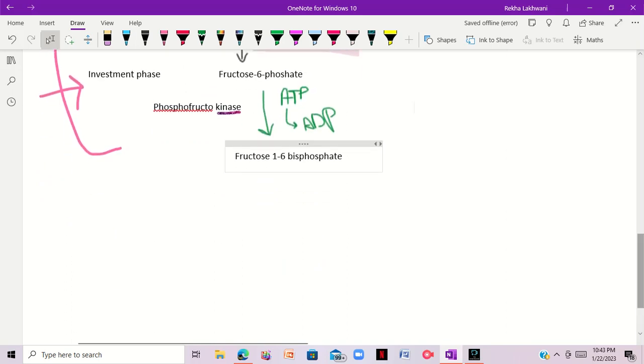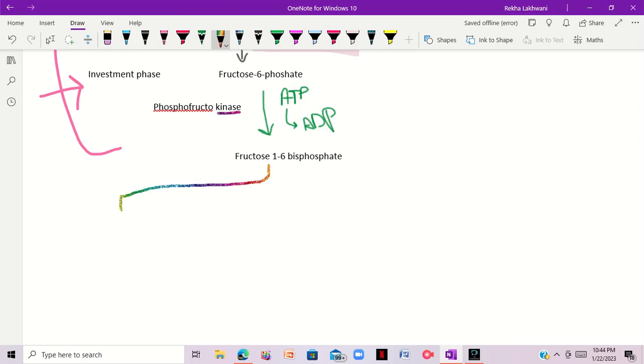So now basically what happens, this fructose 1,6 bisphosphate is converted into two sugars. Okay, remember this thing, that fructose is a 6 carbon sugar. Now it is broken down into 3 carbon molecules. Here we have a 3 carbon molecule, and here we also have a 3 carbon molecule, right?